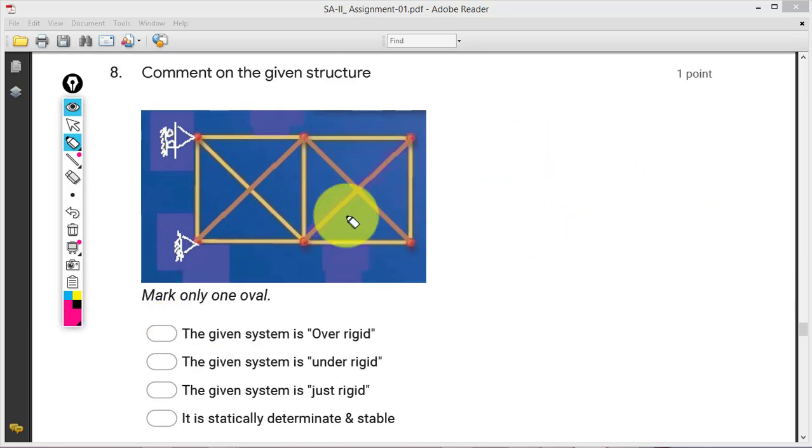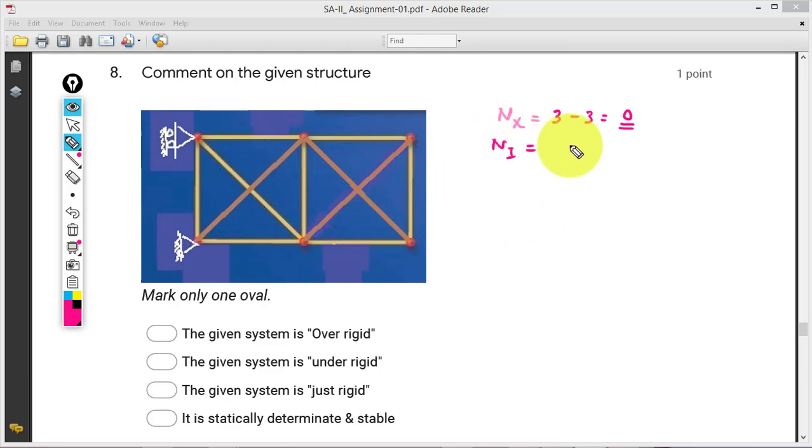So we'll take the next question. Again you have to comment on the structure. We have a 2D truss. For external static indeterminacy, we have three reactions and three equations. So externally it is determinate and stable.